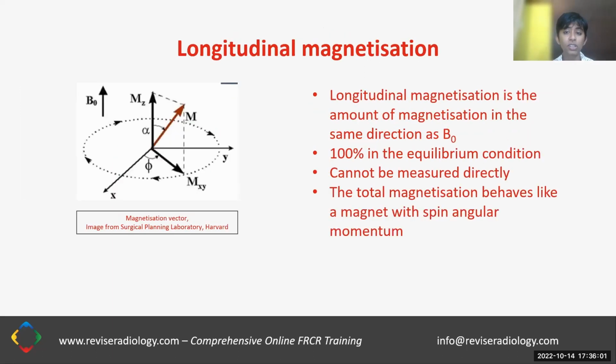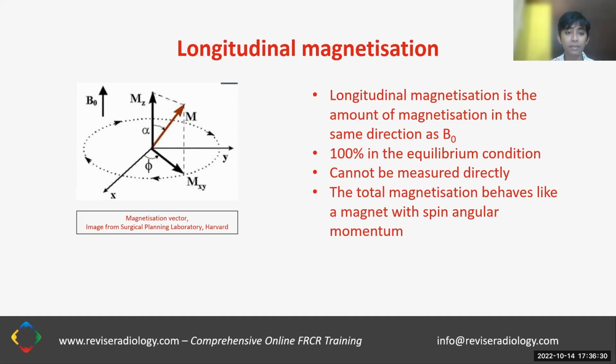So longitudinal magnetization is the amount of magnetization in the same direction as B naught. So imagine that all the protons are aligned in a certain direction. All of their magnetic dipole moments are aligned in a certain direction. Suppose that direction is this much. So you might remember from your classes on vectors that a vector can be split into two components which are perpendicular to each other.